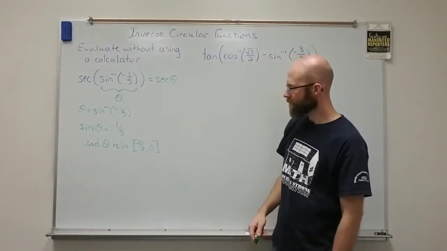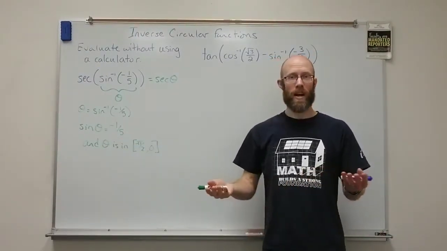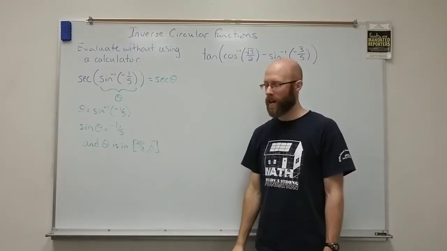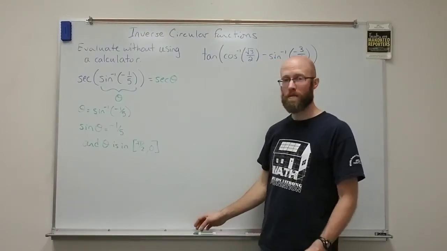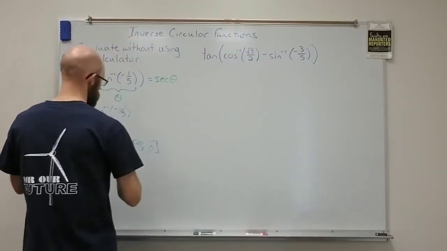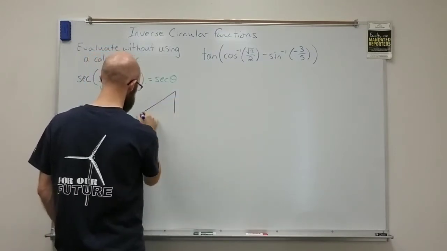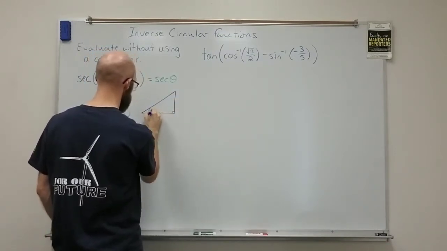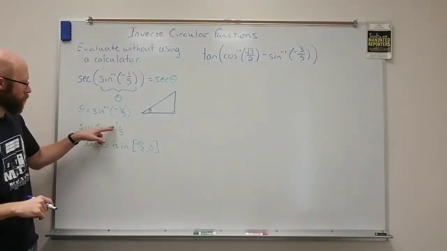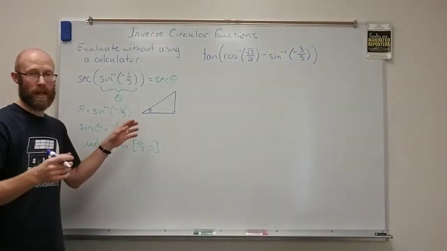So now, how do I find the secant of that angle? I don't even know what that angle is. There's no nice special triangle that will work with fifths, right? So it doesn't matter what the angle is. We don't actually need it. All I really need to do is construct a triangle where theta is one of the angles and 1 and 5 are the sides. We'll deal with the negative later. I kind of already have dealt with it.